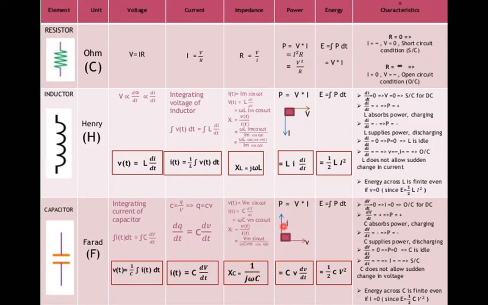So the power is nothing but V into I. So this comes like C V dV by dt, and energy is integration of P dt. So this comes like half C V square. Now the characteristics of how it behaves: if dV by dt is 0, that is the current is 0, it can be called an open circuit for DC circuit. So C absorbs power and is charging.